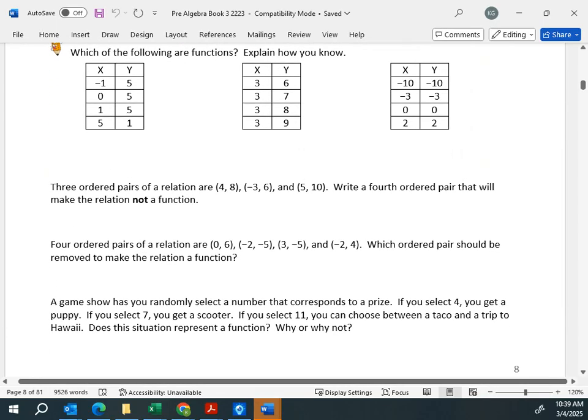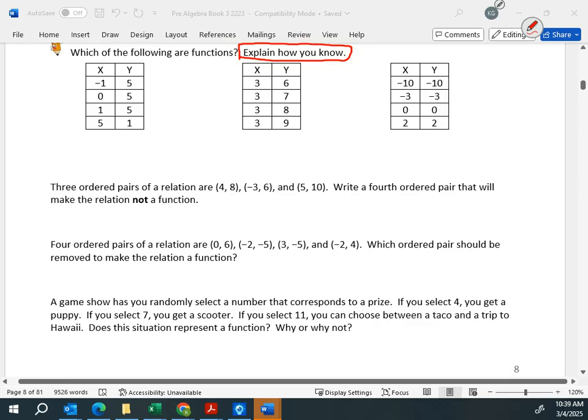Which of the following are functions? Explain how you know. So you're not going to just put function, not a function. You're going to tell me what evidence you have that shows you it is or is not a function. So let's look at our first one. Look at your x's and your y's in your table. Do you think that would be a function or not a function?